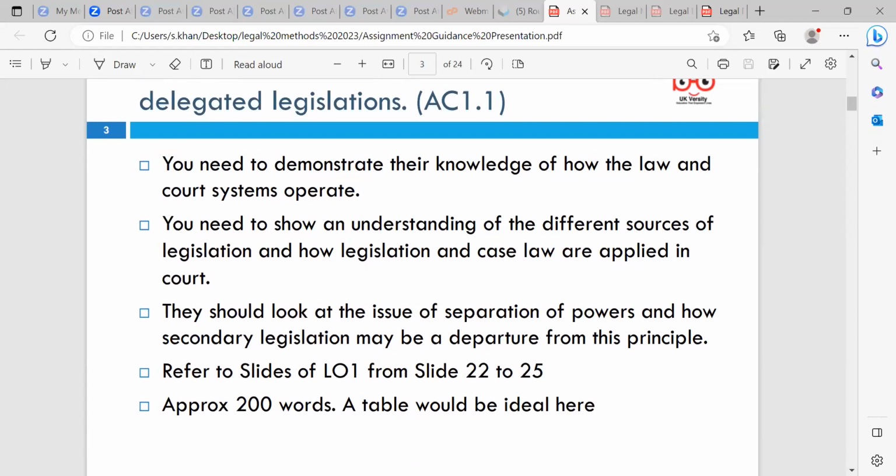You should look at the issue of separation of powers and how secondary legislation may be a departure from this principle. And you need to refer to slides of learning outcome 1, from slides 22 to 25, okay? Approximately 200 words. A table would be ideal here.